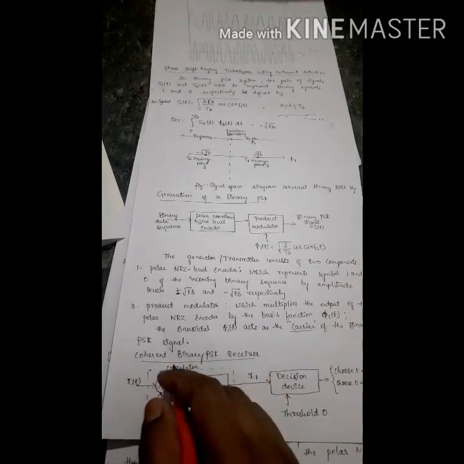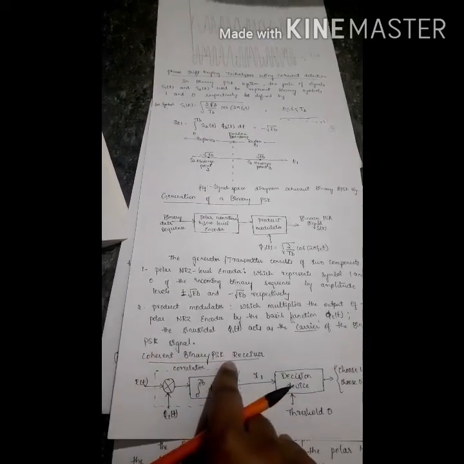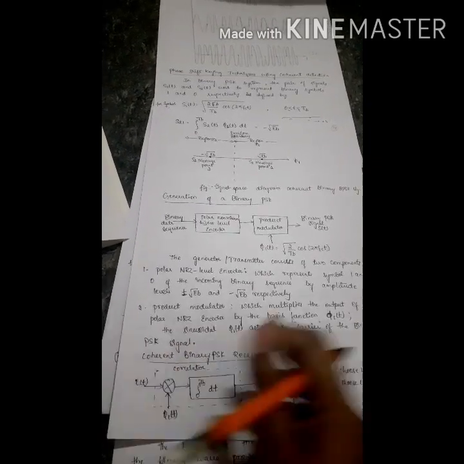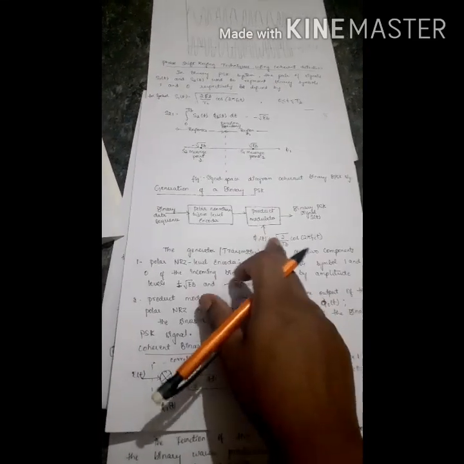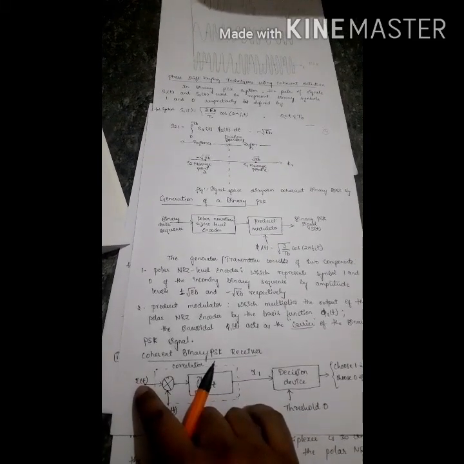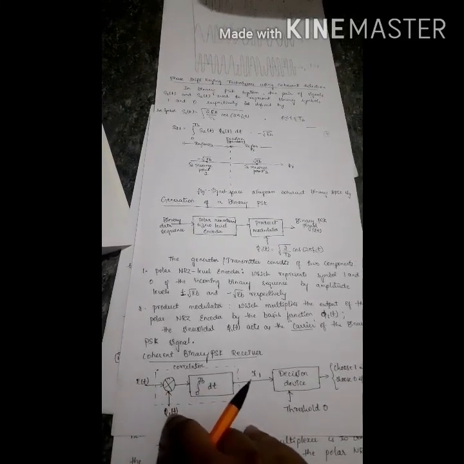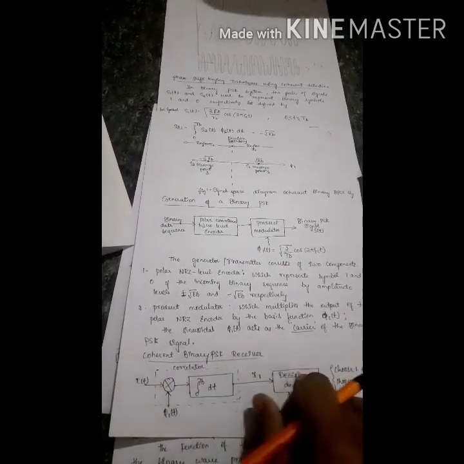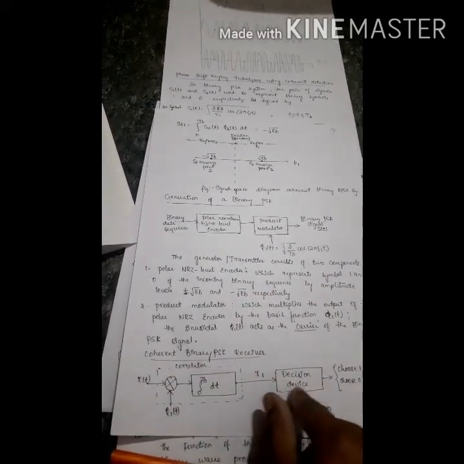Next is the coherent binary PSK receiver. As I told in the beginning, for coherent detection we use the carrier signal, the same carrier that we used on the transmitter side, on the receiving side also. Consider this is a BPSK signal x of t. This signal is multiplied with phi 1 of t in the correlator. On the receiver side, we have two important components, the correlator as well as the decision device.